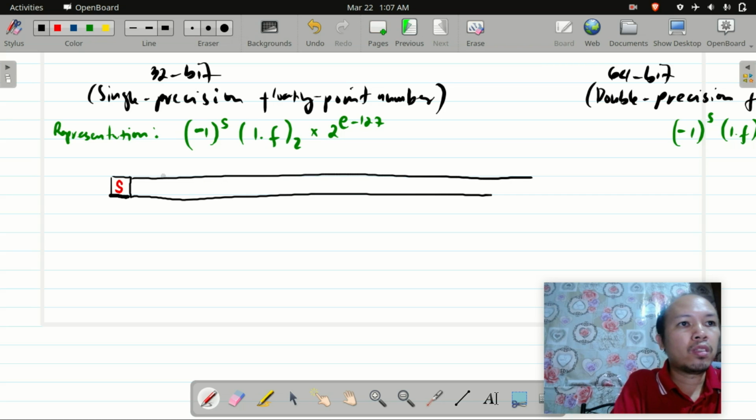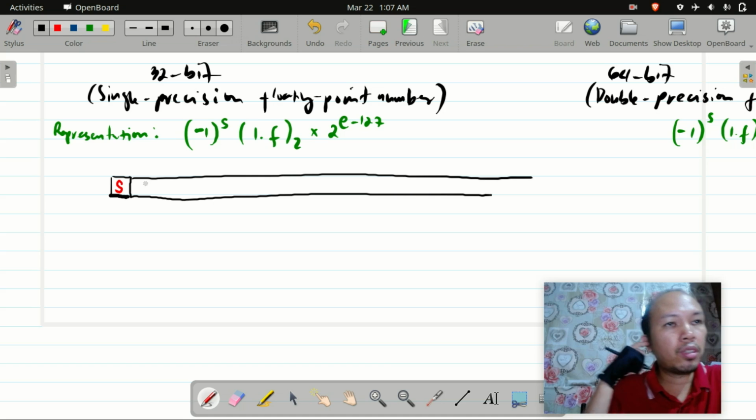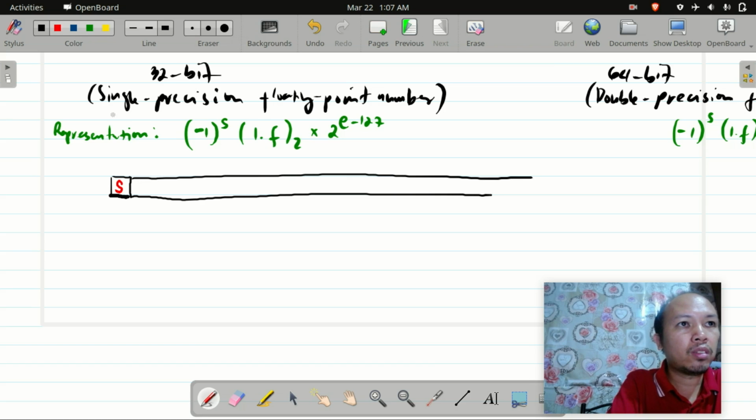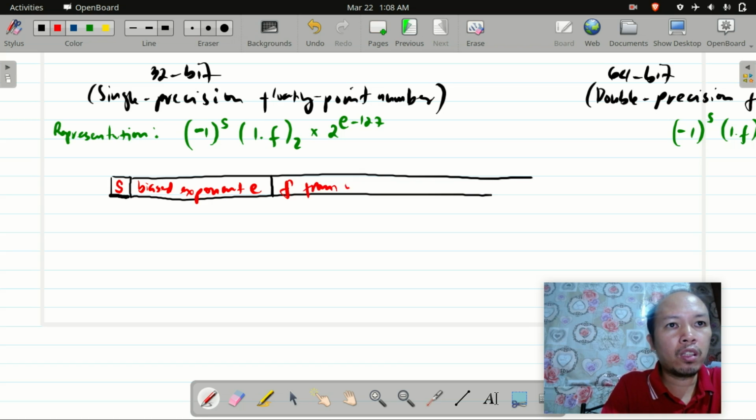Okay, so for the exponent, this is the bias exponent E. And finally, this is the mantissa, so we have f, the fractional part, f from 1 plus mantissa, 1 point f.